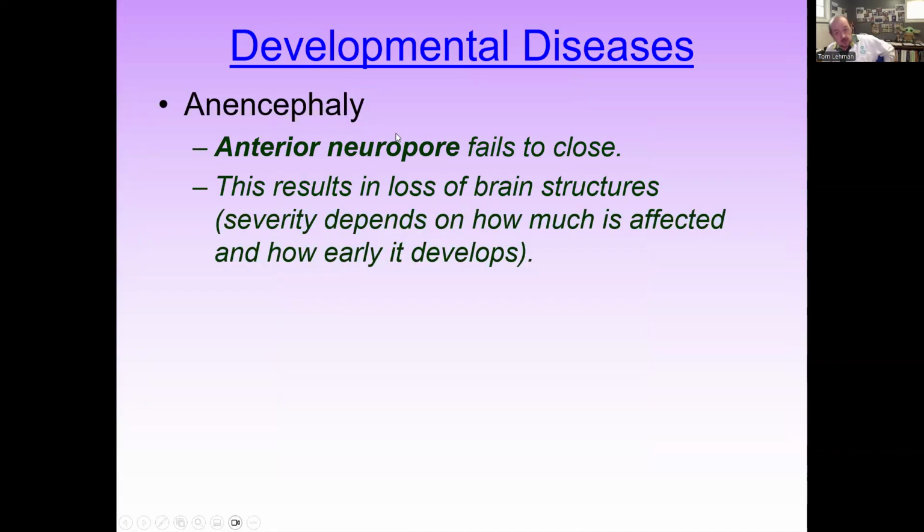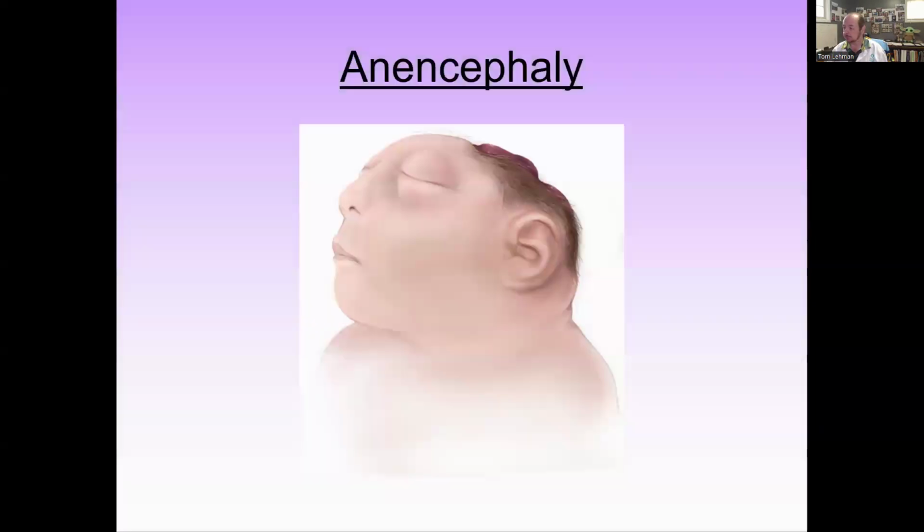Now that was spina bifida in the posterior neuropore. Anencephaly is a result if the anterior neuropore fails to close. Anencephaly in Latin means no brain. If the anterior neuropore fails to close, you're going to have a loss of brain structures. And again, how bad depends on how much and how early in development.